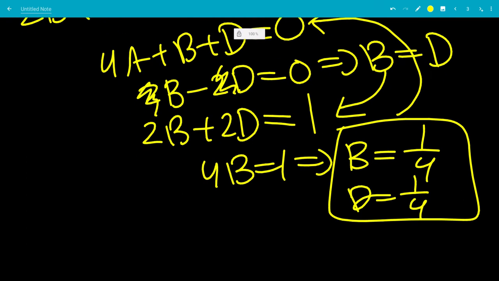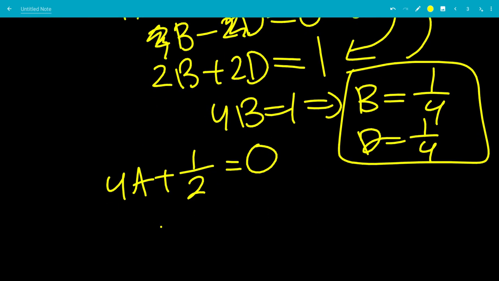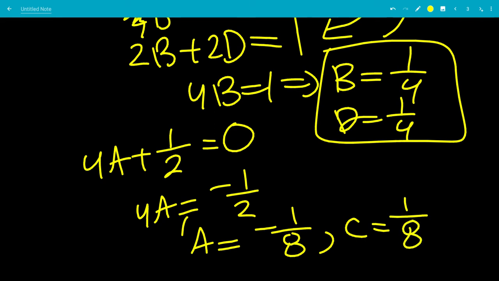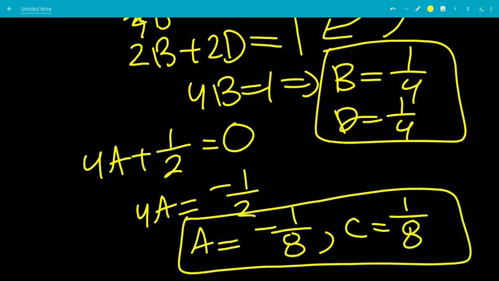So now we have 4a plus, well, b plus d is 1/4 plus 1/4, which is 1/2, equals 0. So 4a equals minus 1/2. So a equals minus 1/8. C is negative a, so c is 1/8. So we have all the values, the coefficients we need.